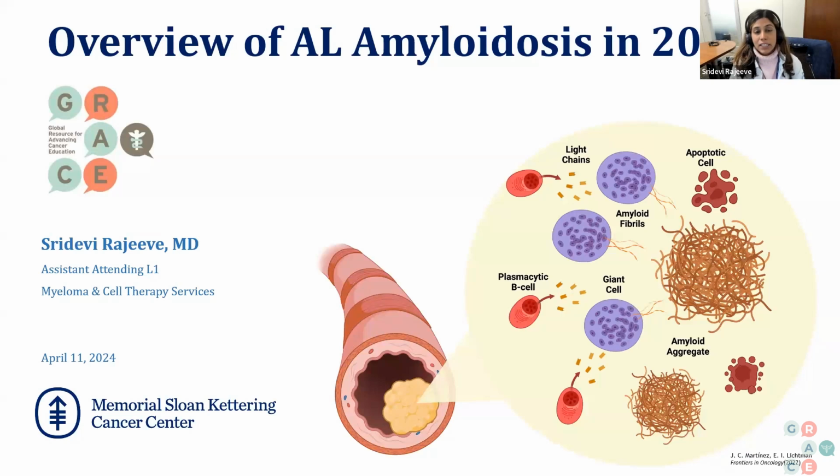So this is essentially meant to be a patient primer and an overview of the blood cancer disease called AL amyloidosis and the management of AL amyloidosis in 2024. What does that look like?